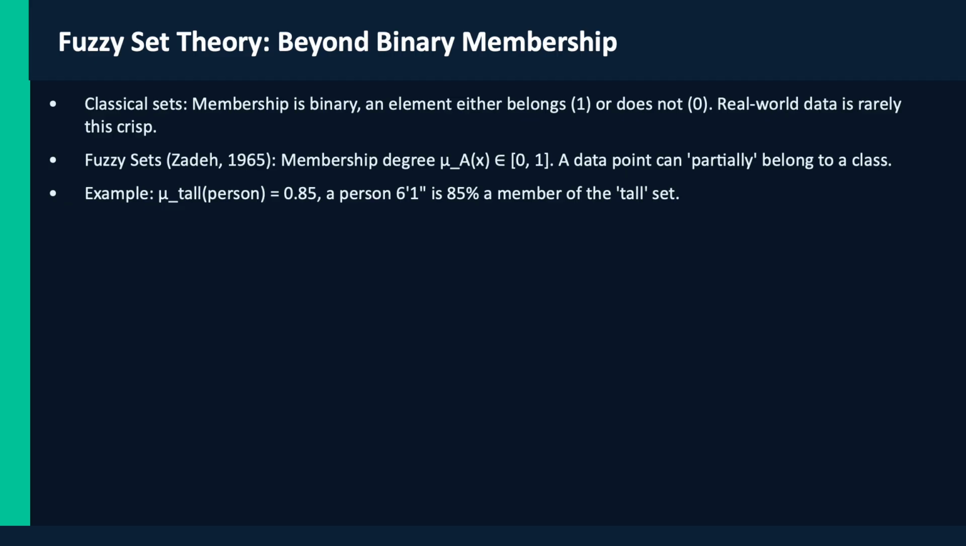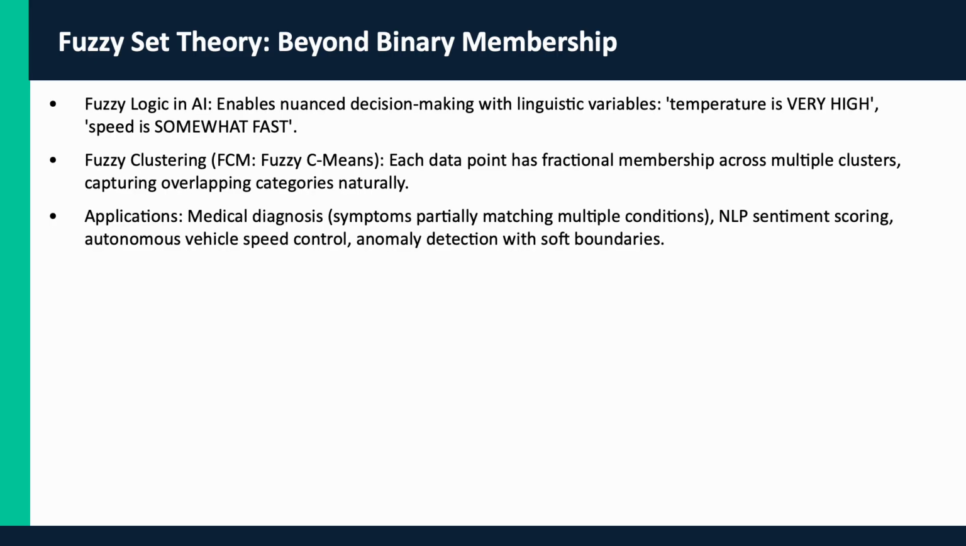The example here is mu tall person is 0.85: a person who is 6 feet 1 inch is 85% a member of the tall set. Fuzzy logic in AI enables nuanced decision making, with linguistic variables: temperature is very high, speed is somewhat fast. Fuzzy clustering is FCM.